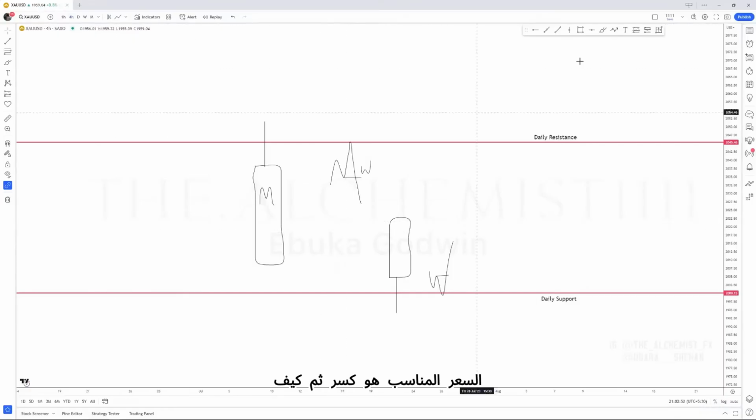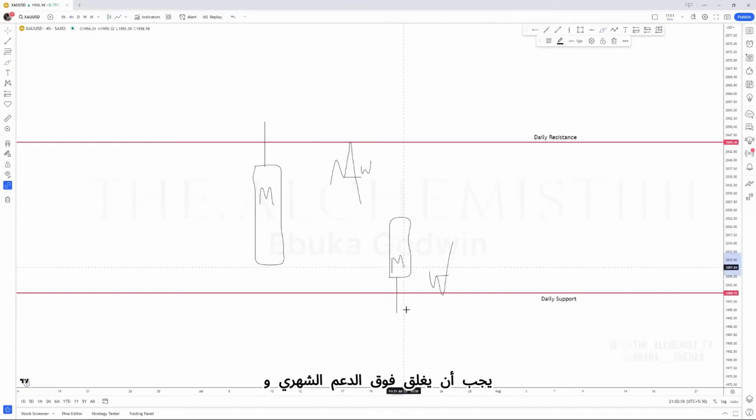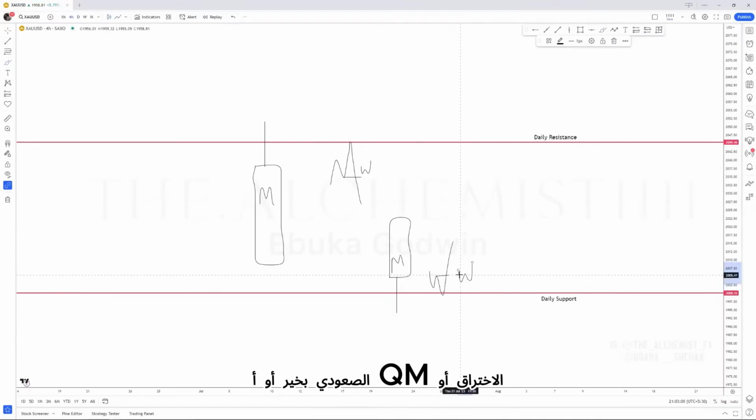Price is fractal. And then how does a monthly bullish storyline start? Monthly has to close above a monthly support, and then weekly has to give you a bullish breakout or a bullish QM.